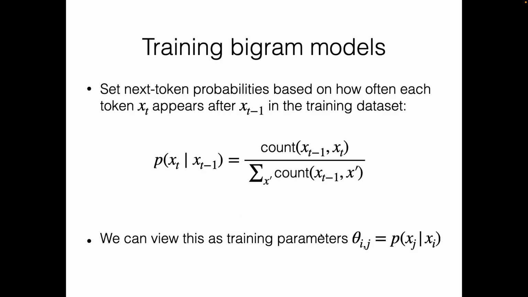Now you could view this as setting some parameter, theta ij, and the parameter is the probability of token xj given xi.